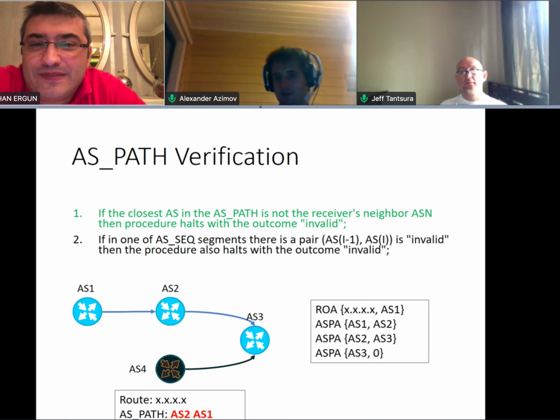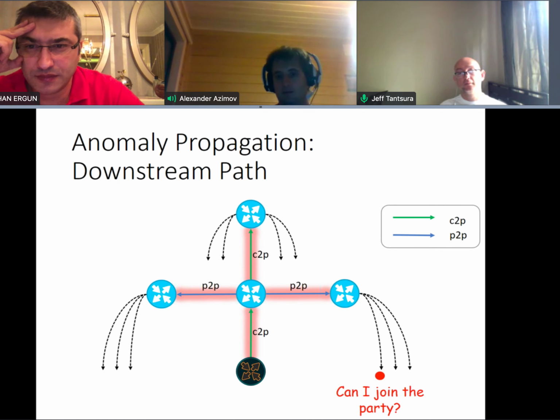There are some new slides that I haven't shown even at NANOG, because this is a very recent development. With the original design of ASPA, we were able to detect leaks and hijacks when prefixes are received from customers and peers. But if I'm a content provider or some very clever edge customer, is there a way to join the party and also detect at least mistaken route leaks with ASPA? It turned out that there is a way.